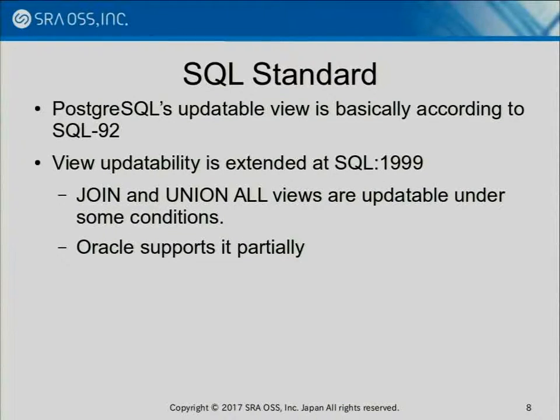With regard to the SQL standard, the conditions for PostgreSQL's automatically updatable views are basically according to SQL-92, although a few conditions are relaxed. After SQL-92, view updatability was largely extended in SQL:1999. In this specification, views including joins and union all views were updatable under some conditions, and Oracle DB supports it partially. However, it is still restrictive.